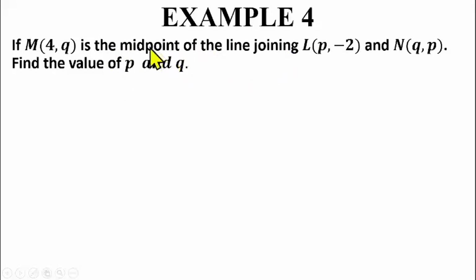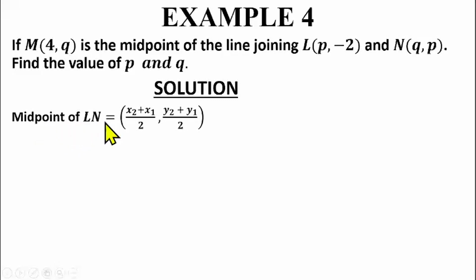So which principle are we going to use to solve this? You are going to use midpoint. It didn't say distance between the 2 points, they said the midpoint. So you are going to use the principle of midpoint to find your p and q. In this case, what is the formula for finding the midpoint between 2 points? So in this case, between point L and point N. So the formula for finding the midpoint of LN will be x2 plus x1 over 2 comma y2 plus y1 over 2. Don't forget that they are in brackets, because you're going to get another coordinate, so you are supposed to use brackets.